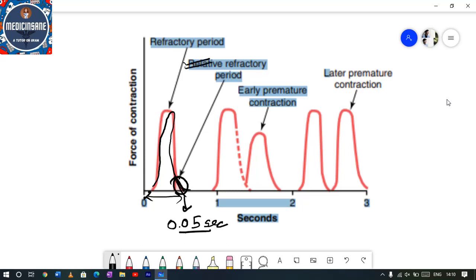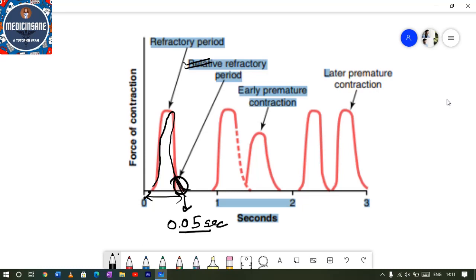Now, what is the relative refractory period? This differs from the absolute refractory period in the sense that this is also a refractory period. So here again, a second action potential generally cannot be generated, right? But theoretically, it is said that in the relative refractory period, an action potential can be generated with a much greater threshold, with a much greater force required. That means it would be difficult to initiate an action potential in the relative refractory period, but it is possible, right? So this is why it is known as a relative refractory period.